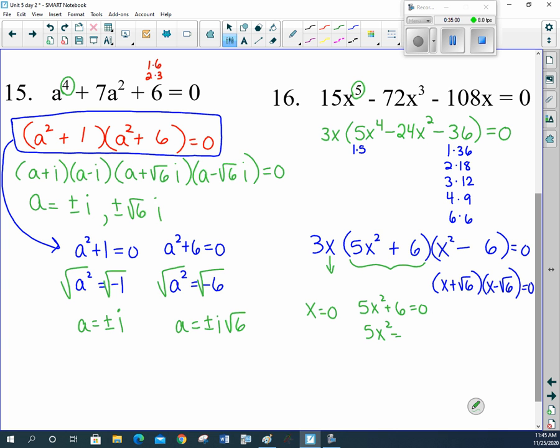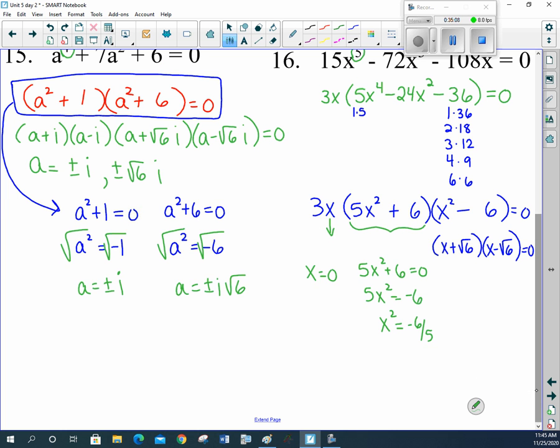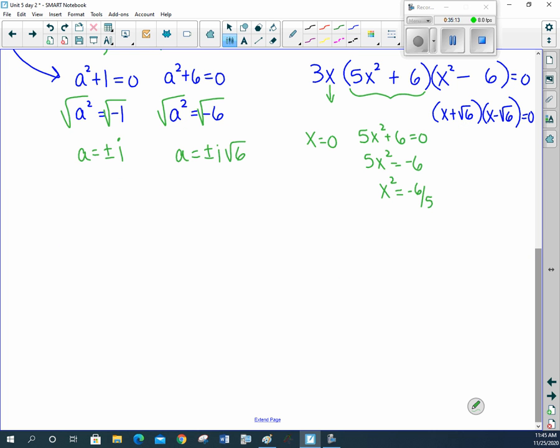Divide by my 5. And then I'm going to take the square root of both sides. This one's kind of a not nice answer. So we end up with plus or minus i, the square root of 6, over the square root of 5. And if you rationalize that, you end up with i square root of 30 over 5. Okay, so there's two more answers right there.